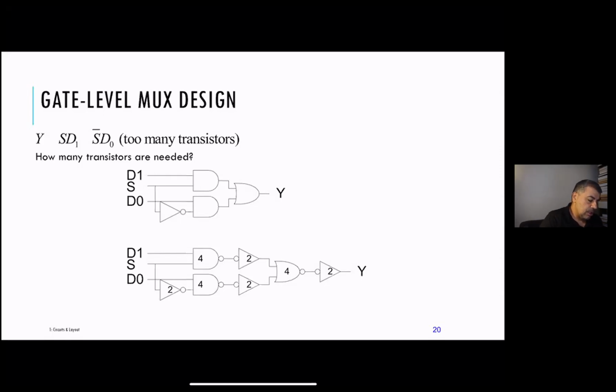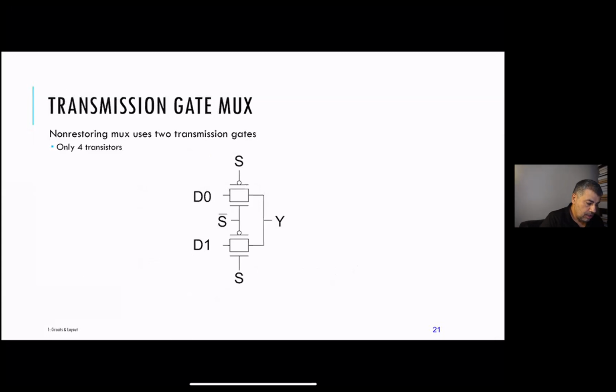So you end up with 2 NAND gates, 4 inverters, and 1 NOR gate. And these numbers in these gates represent how many transistors each gate has. So I think we already saw that a NAND has 4 transistors, a NOR has 4 transistors, and inverters each have 2 transistors. So that's 20 transistors.